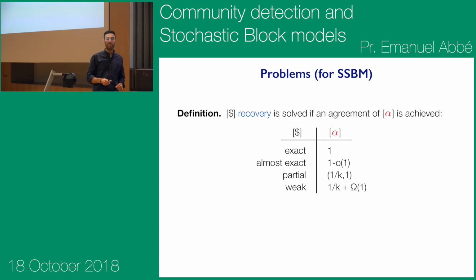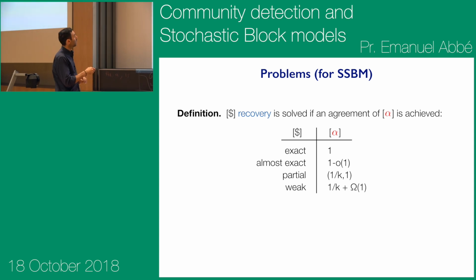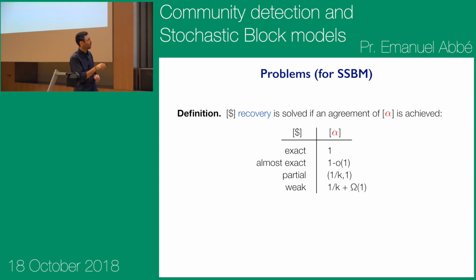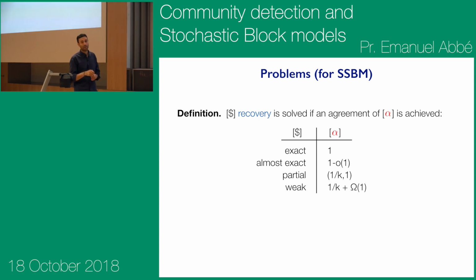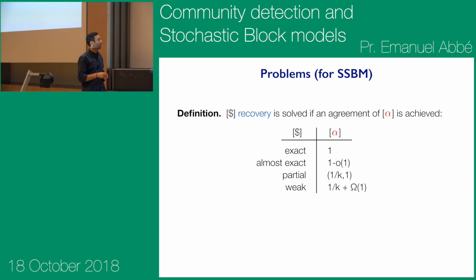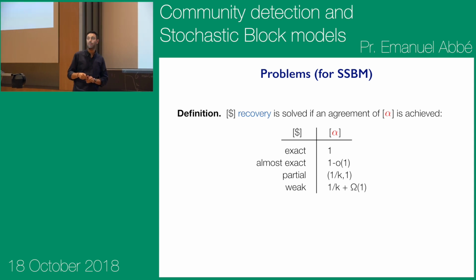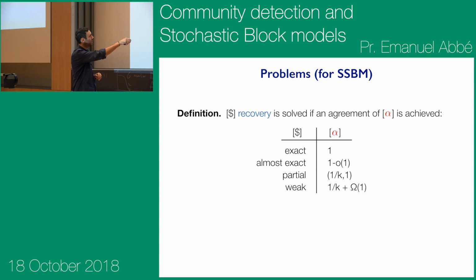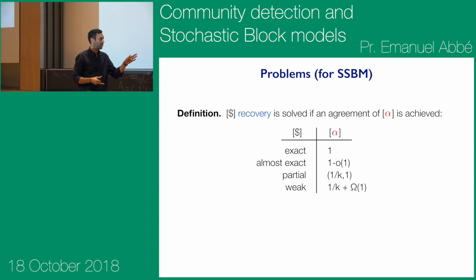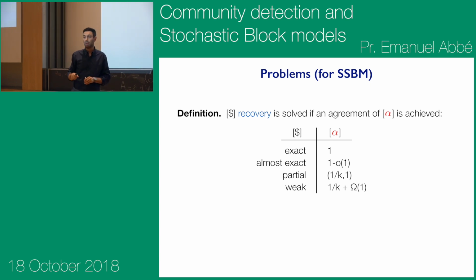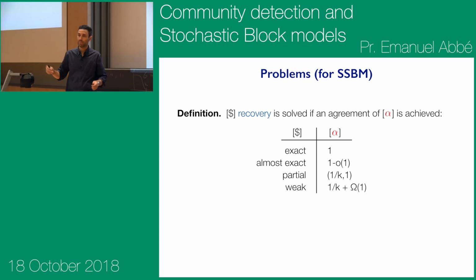So now there are different problems that people have looked at. We say that alpha star, this is a placeholder for the word I'm going to put here, so blah recovery is solved if you can get an agreement of the corresponding alpha. We talk about exact recovery if you get a perfect agreement of 1. It means you have labeled everybody perfectly. That's the maximal agreement you can have. Then we talk about almost exact recovery if you can get everybody but a vanishing fraction of nodes. So little o of 1, as I said before, goes to 0 as n goes to infinity. That means you have a few guys that are mislabeled, but in the limit they vanish.